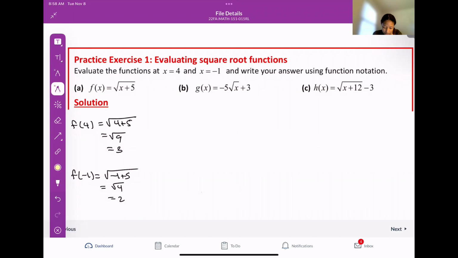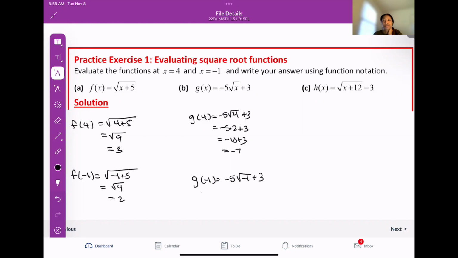For g, g of 4 would be -5 square root of 4 plus 3. That's -5 times 2 plus 3. -10 plus 3 is -7. And then for g of -1, we have -5 times the square root of -1 plus 3. And then hopefully you recognize that we have a problem here. We can't take the square root of -1. So this is not a real number.